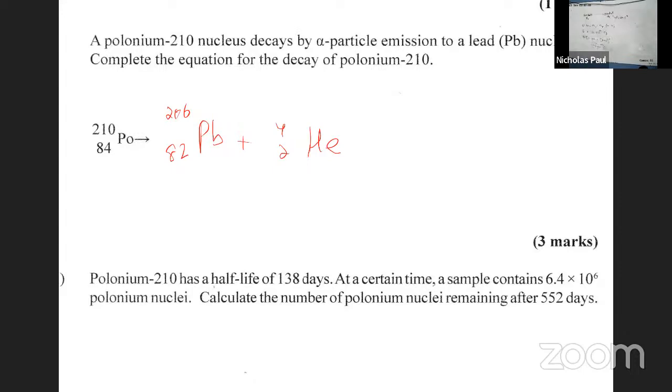Right, to the next part fast, they gave you the half-life. And they said a certain sample contains so much, right? So that's at the beginning. What's the number of nuclei after 552? So you have to figure out how many half-lives are in there.